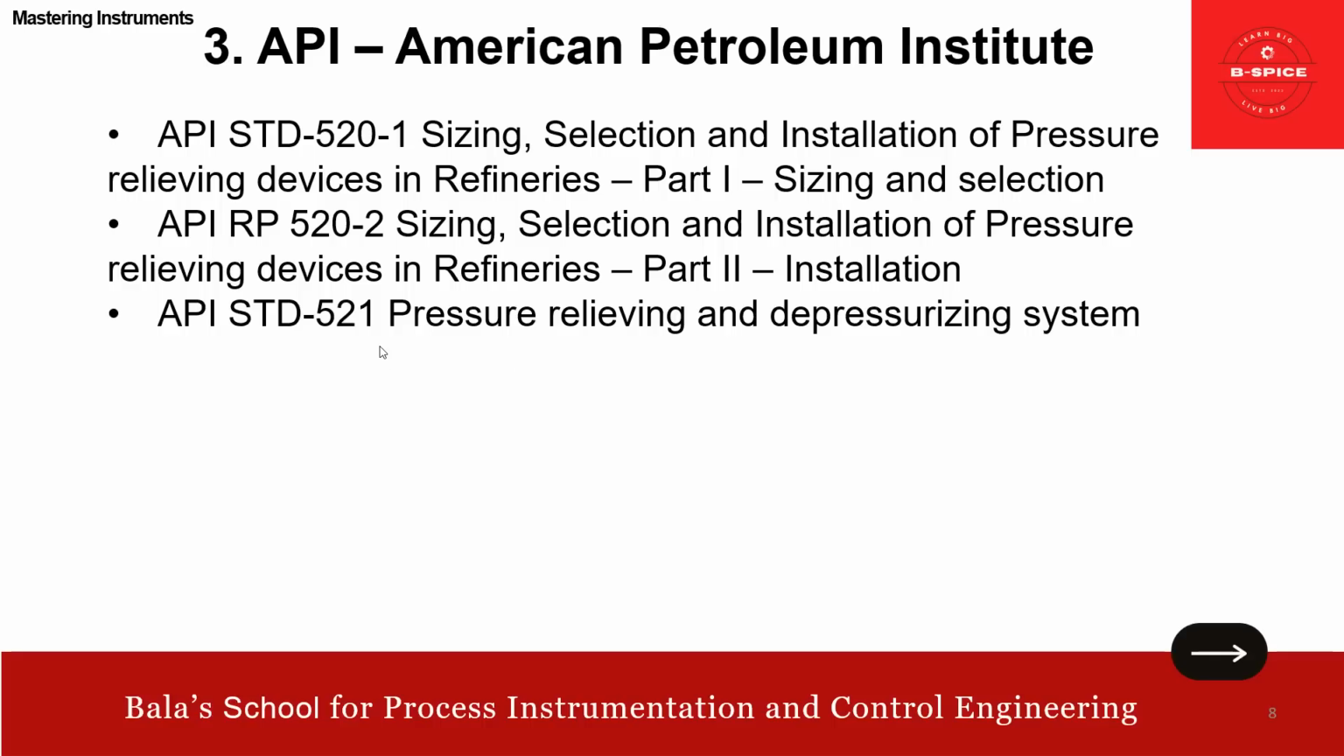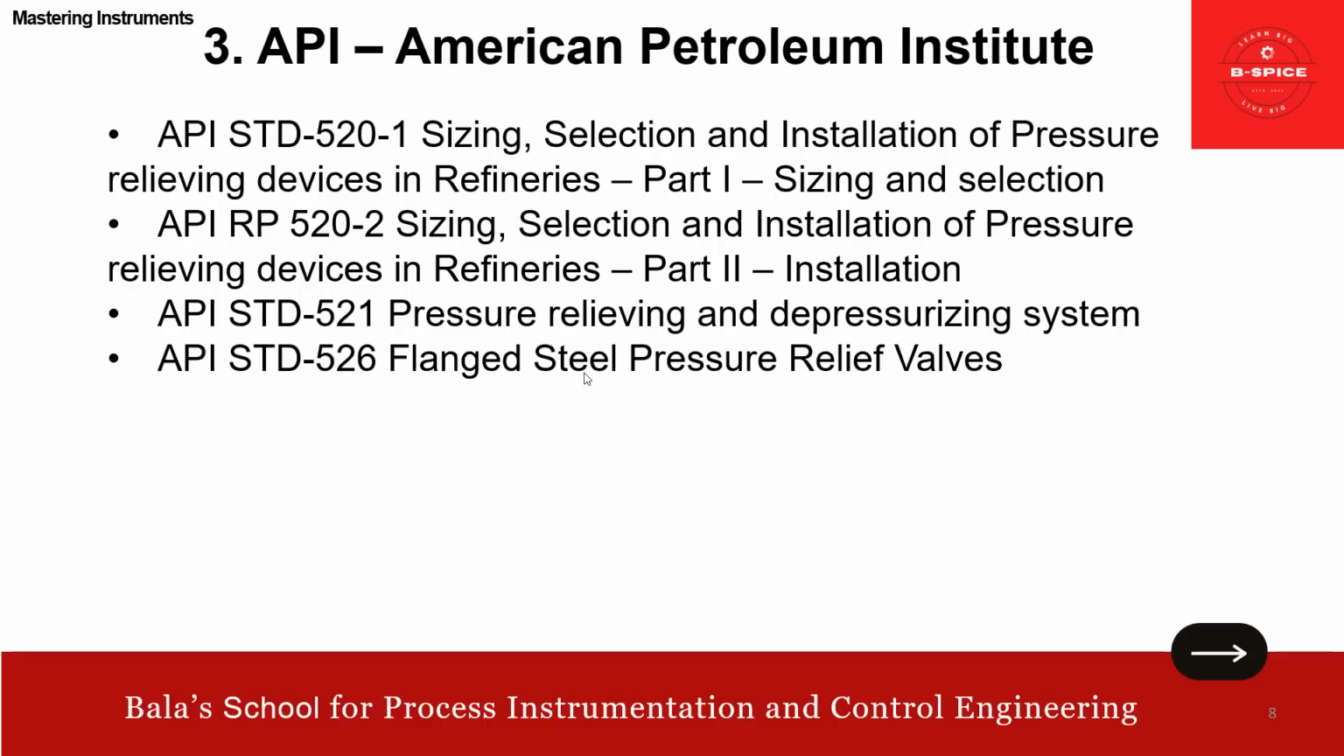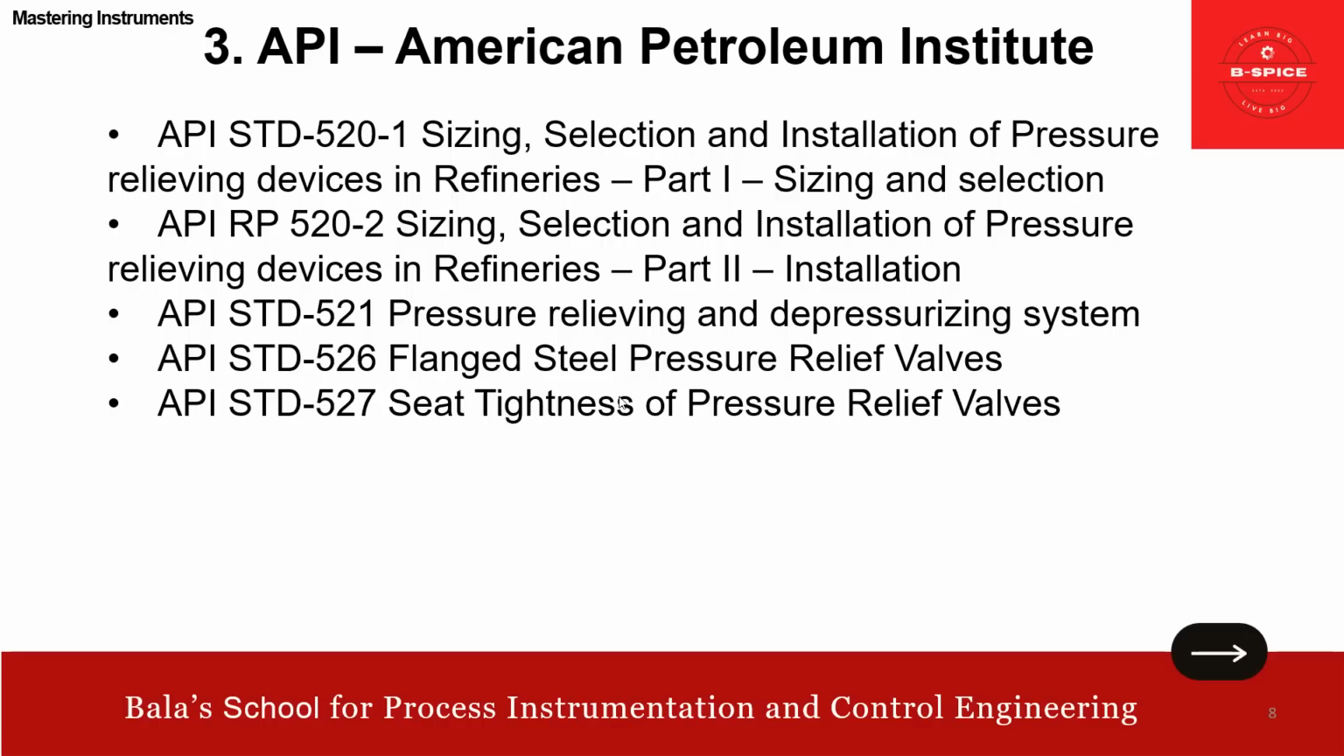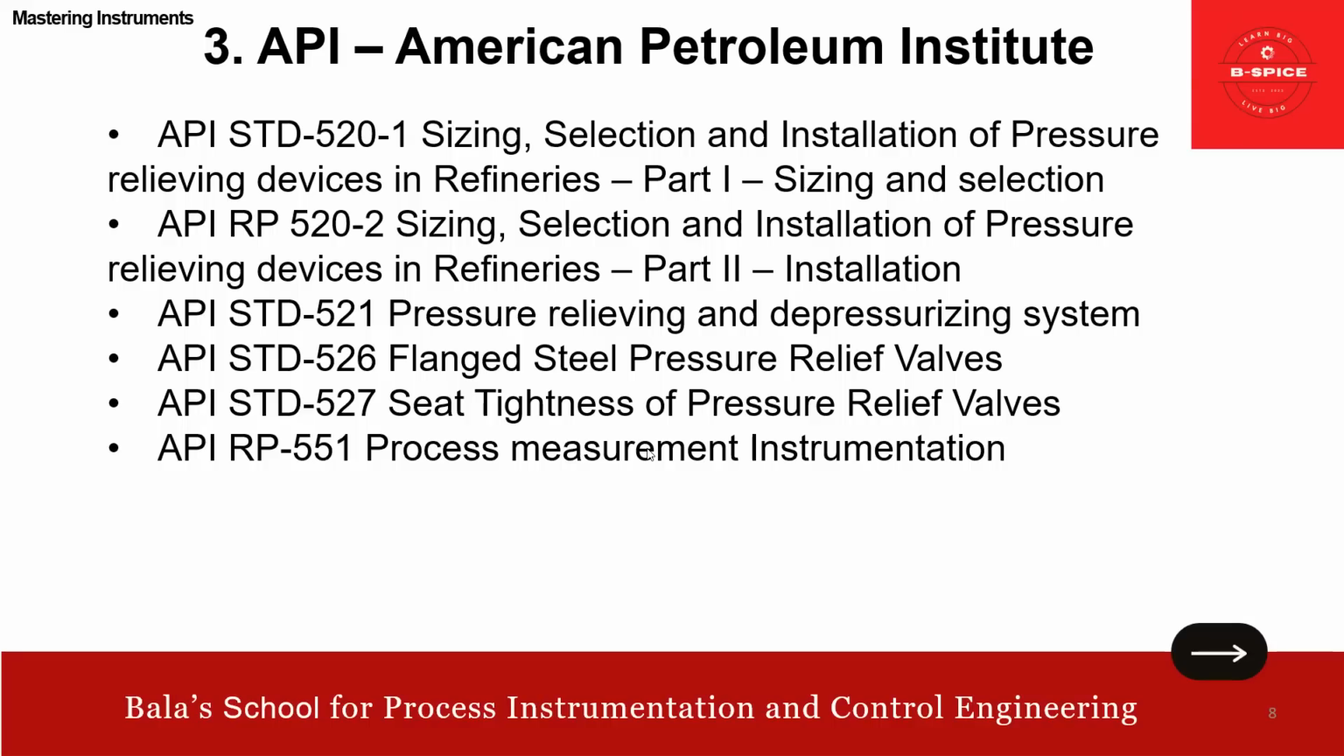Then API Standard 521, pressure relieving and depressurizing system. API Standard 526, flanged steel pressure relief valves. API Standard 527, seat tightness of pressure relief valves. API RP 551, process measurement instrumentation. I hope we all know this, right? They are very important. RP 551.